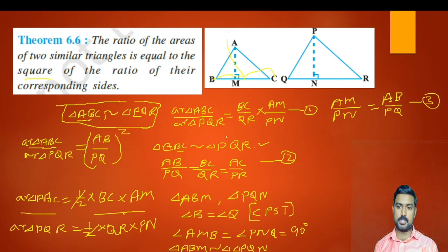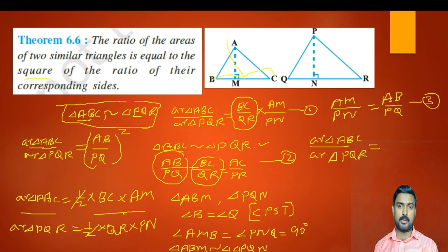Now we have three equations. So once again we can write the first equation. What is the first equation? Area of triangle ABC divided by area of triangle PQR is equal to, what is here? BC by QR. You can see that BC by QR is also given here in equation 2. So this BC by QR is equal to AB by PQ. So instead of this BC by QR, we can write AB by PQ, into, now AM by PN is the second term. Instead of this AM by PN, AM by PN is equal to AB by PQ from the third equation.